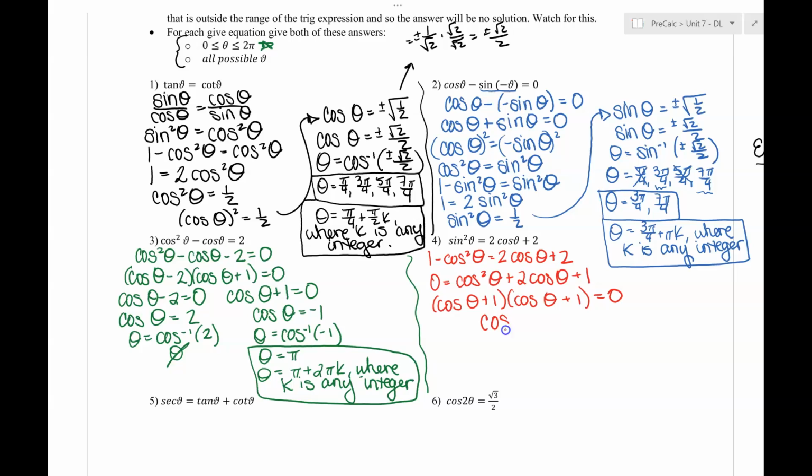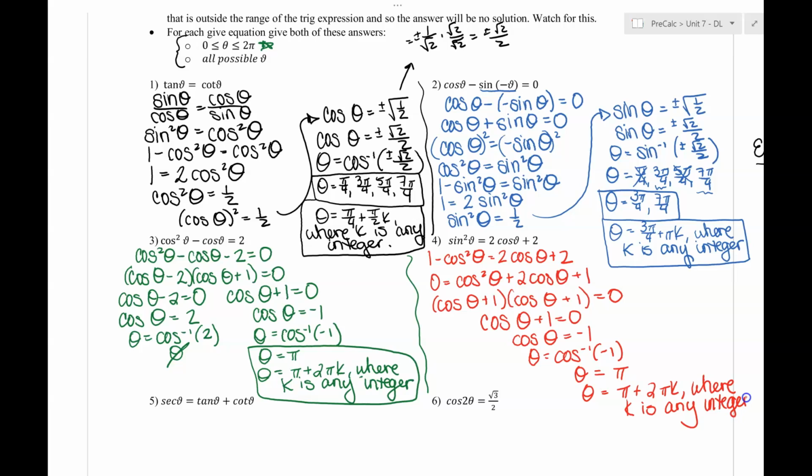Okay, so here we have the same factor. Cosine theta plus 1 is equal to 0. So cosine of theta is equal to negative 1. Theta is equal to the inverse cosine of negative 1. So theta is equal to, again, pi. And it could be pi plus 2 pi k, where k is any integer. Excellent. Nice. Okay, we've got 2 more.